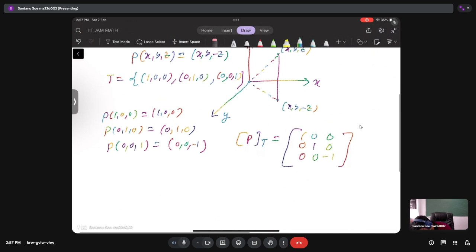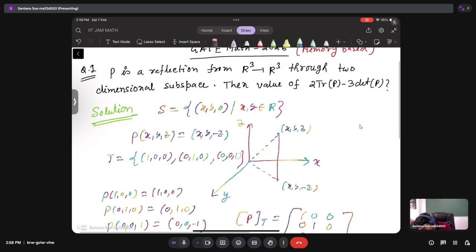From here you can see that the trace of P is the sum of the diagonal elements, because it's a diagonal matrix. So it will be 1 plus 1 minus 1, which is 1. And the determinant of P is the product of the diagonal elements, which is minus 1. So according to the question, the answer should be 2 times 1 minus 3 times minus 1, so it should be 2 plus 3 equals 5. If the question is correct, the answer should be 5.